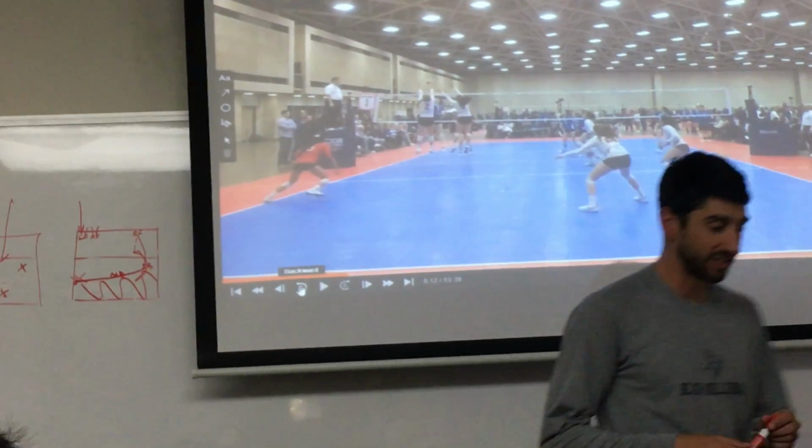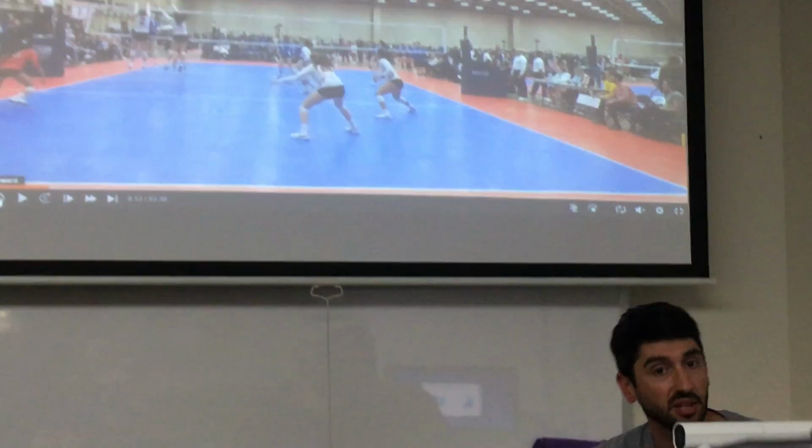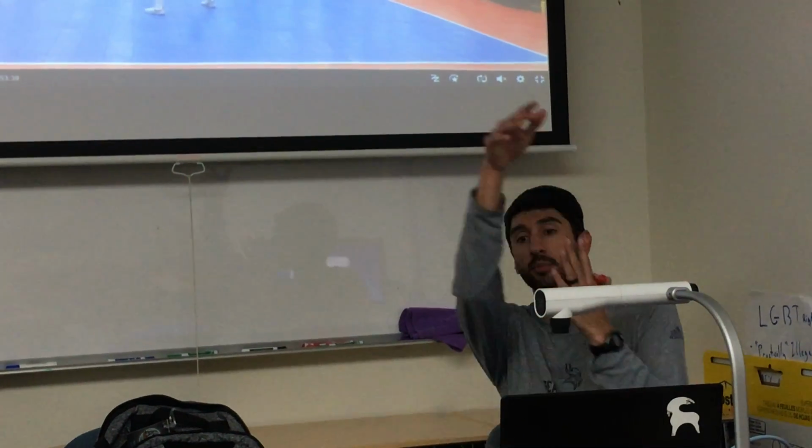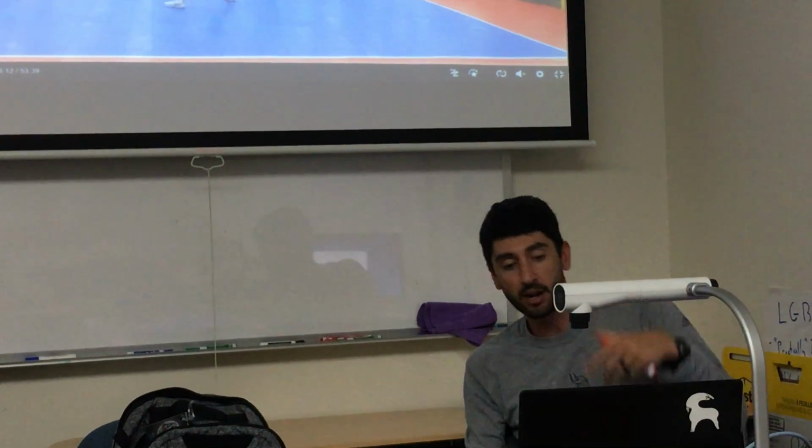So when you guys are playing defense, usually you have to have somebody that's really deep, that's always responsible for making sure that if the ball hits off the top of the block or goes into corners, they're able to run that down.